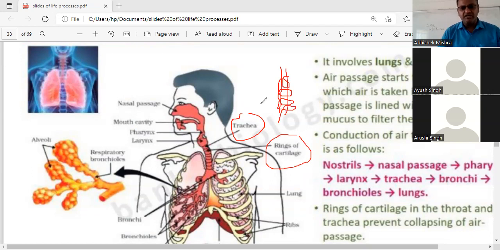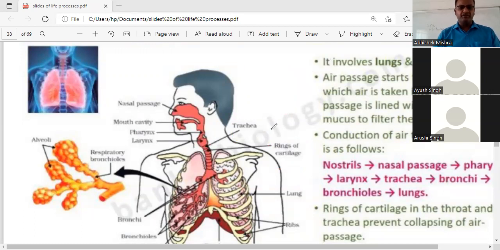Now, why is it surrounding? Because it prevents the windpipe from collapsing. Collapse means it shuts. So this ring of cartilage is surrounding the windpipe, the trachea, to protect it from getting collapsed. Now see the next part.